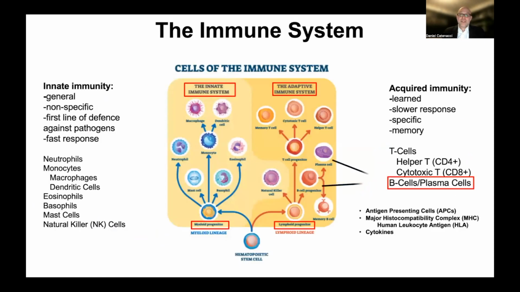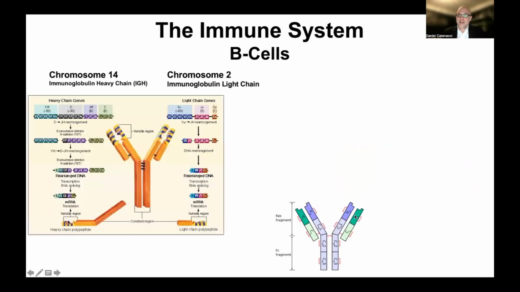So the last type of cell that we need to understand is the B cells. And remember, they start from the lymphoid, they go through B cell progenitors, and then, as I'll show you, when activated, they will become plasma cells and make antibodies. And these B cells, very much like the T cells, have a receptor instead of a T cell receptor. It's called a B cell receptor. And the B cell receptor is actually the antibody that's expressed on the surface of the B cell.